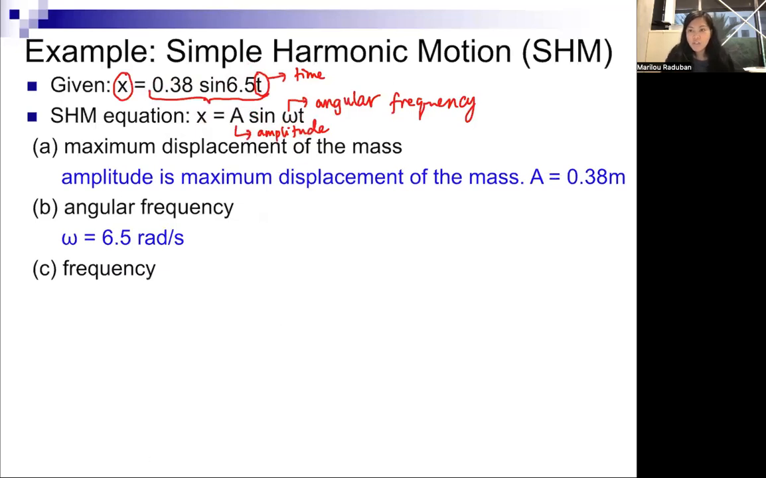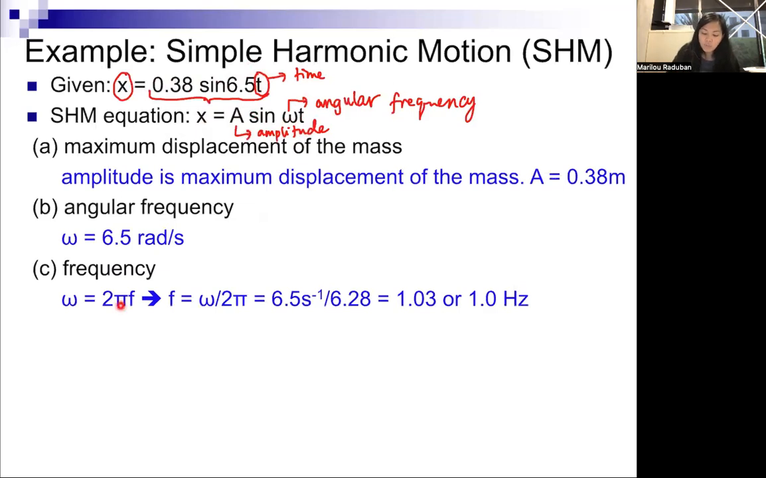And then the next question is, what is the frequency of the oscillation? So the normal frequency, right? We know angular frequency is equal to 2 pi times the normal frequency. If we rearrange this equation, divide both sides by 2 pi to isolate frequency, then frequency is equal to angular frequency divided by 2 pi. So you have 6.5 divided by 2 times 3.14, which is 6.28, and that should give you 1.03 hertz. Okay, so 6.28, this is 2 pi.